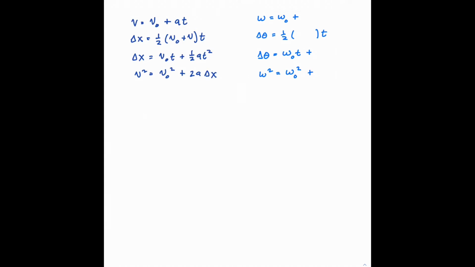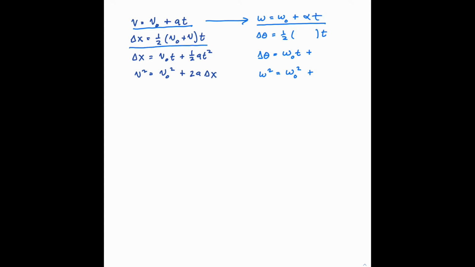Okay, well, by now I'm sure you've recognized the similarity between the equations for angular kinematics and the equations for one-dimensional kinematics that we learned in the beginning of the semester. Let's finish the comparison. v equals v naught plus at becomes omega equals omega naught plus alpha t.